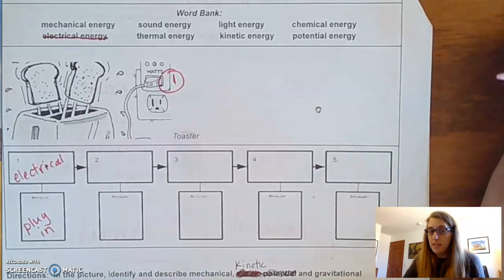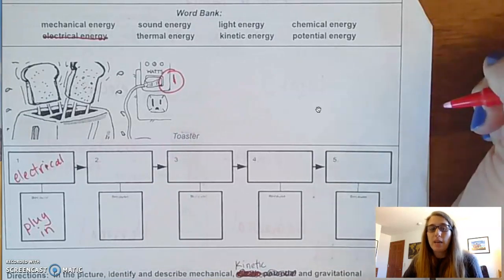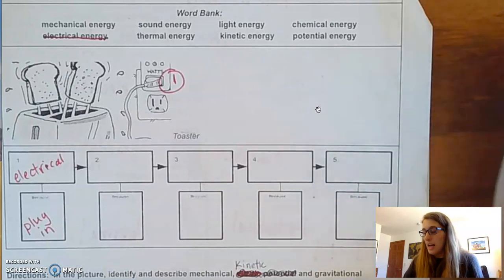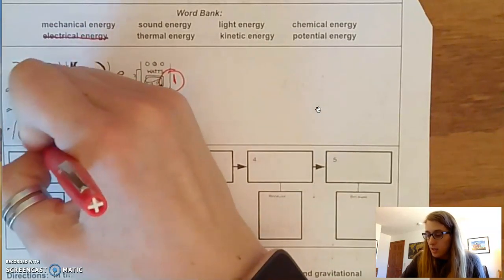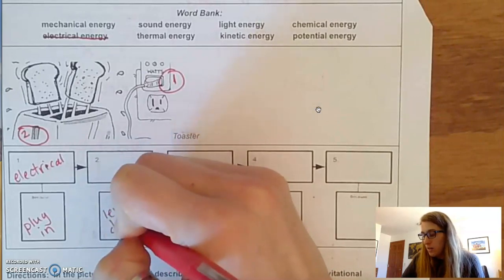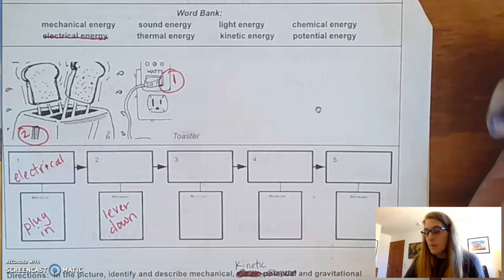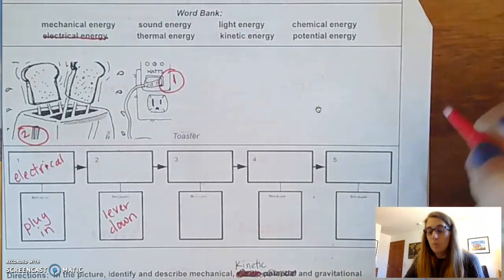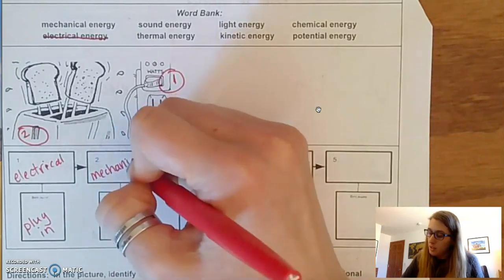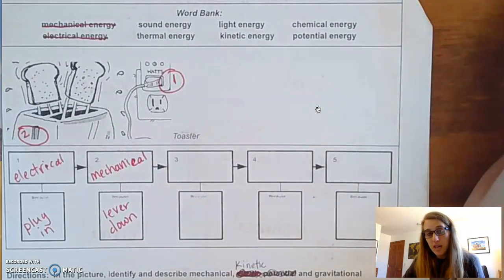Then I put my toast in, and I think about, in order to get my toaster to work, what's the next thing I have to do? And I know the next thing I have to do is push that lever down. So now I think about which of my energies is pushing that lever down. Hopefully you realize that was mechanical energy. Okay, so my toast goes down.